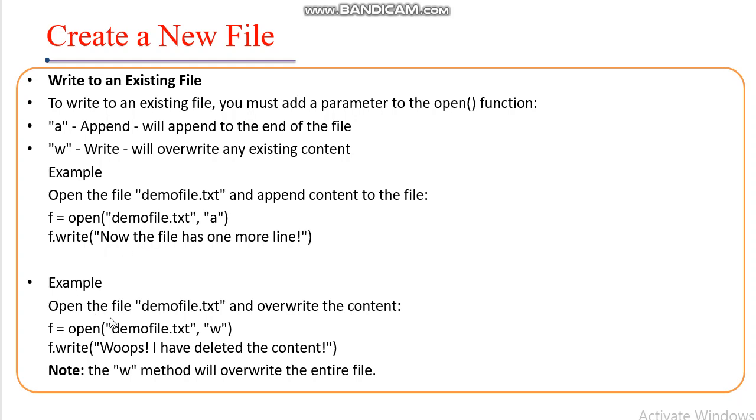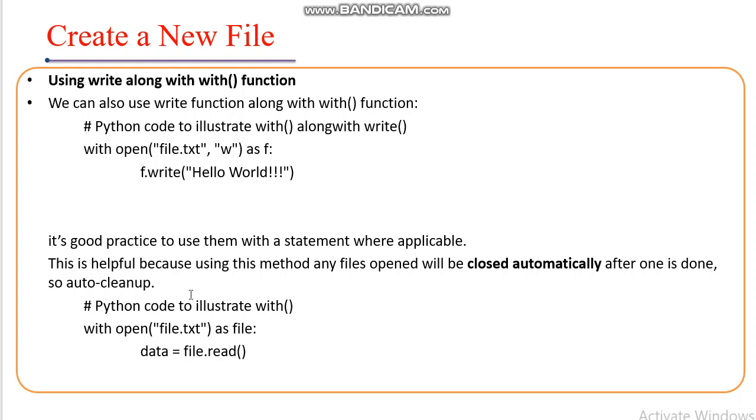Here, open the file demo file dot txt and overwrite the content. So f equal to open demo file txt in write mode. If we are overwriting the contents, then with what are we overwriting? f dot write, oops, I have deleted the content. So you are writing into this file. Now the w method will overwrite the entire file. Let's hope you have understood.